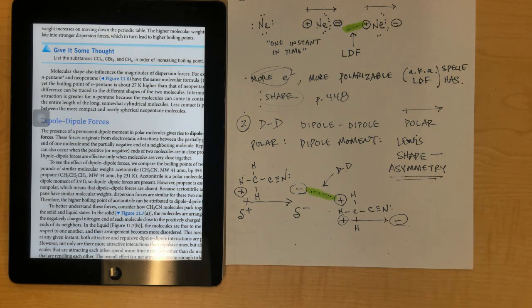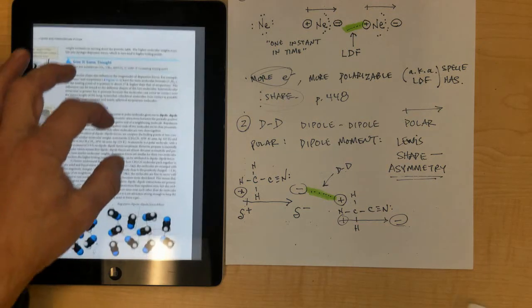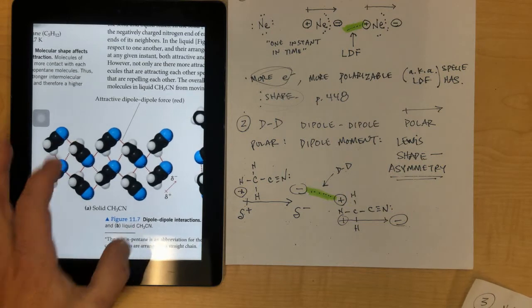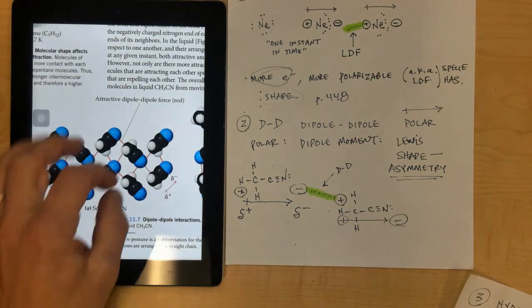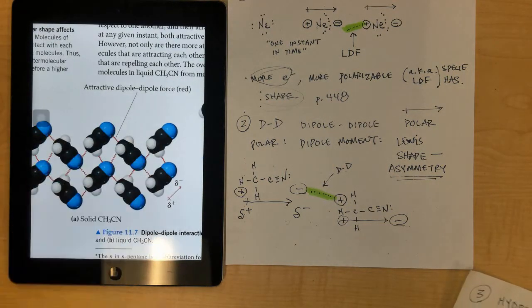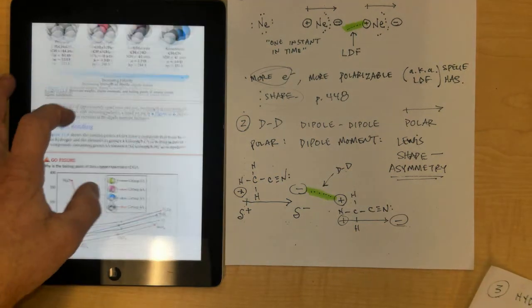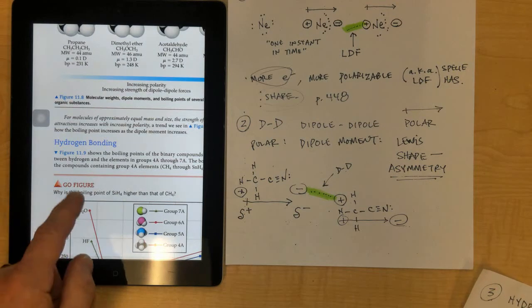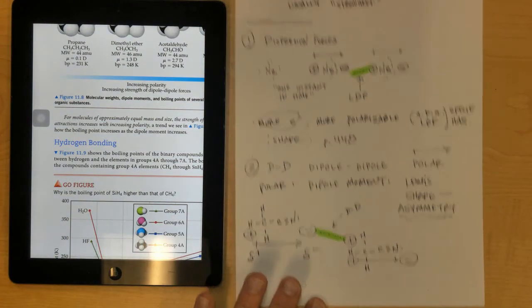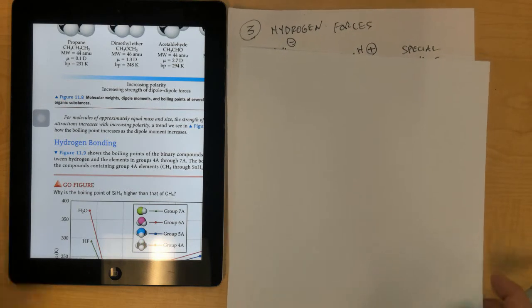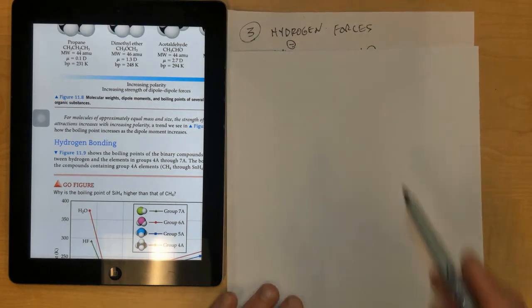Here are some examples of dipole-dipole forces that I think I showed you in a previous video, where you can see a dipole in this molecule, dipole in this molecule, and then they stick together. The last intermolecular force is one called hydrogen bonding. I'm just going to move this page over and we'll bring up the hydrogen bonding or hydrogen forces page. Some books call them hydrogen forces.